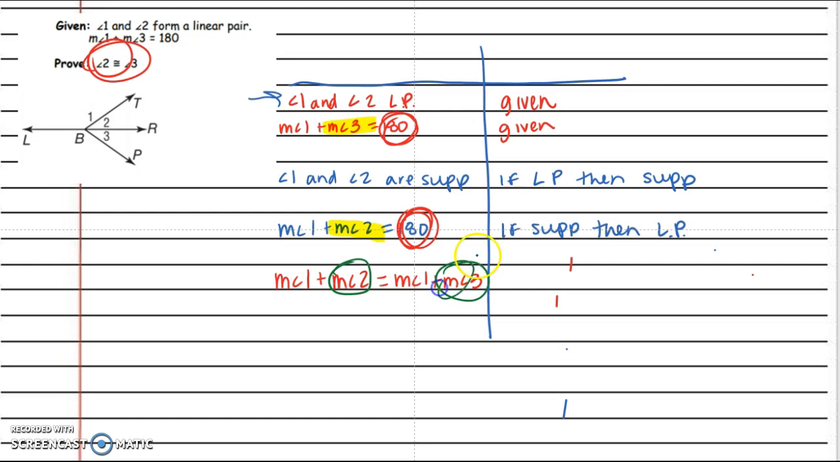They're almost equal, but I've got that extra stuff. Conveniently, I can take that extra stuff away. But first, I say the reflexive property. And then I can subtract it.